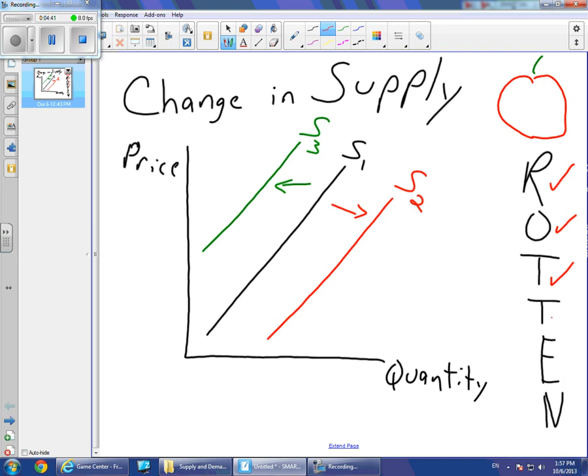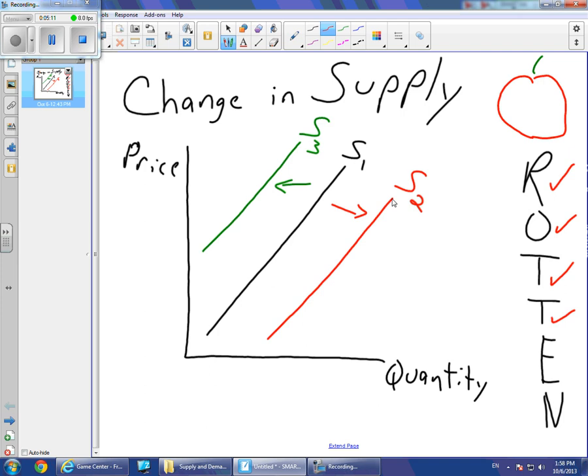The second T stands for taxes. The government can take away some of the profit of the apple producers through taxes, or it can allow apple producers to keep more of their profit by reducing taxes. So if the tax on apples were to be cut, giving apple growers a greater profit, the supply would shift from S1 to S2. If taxes were to be raised on apples, we would see a shift from S1 to S3.